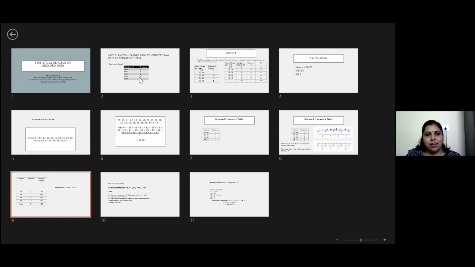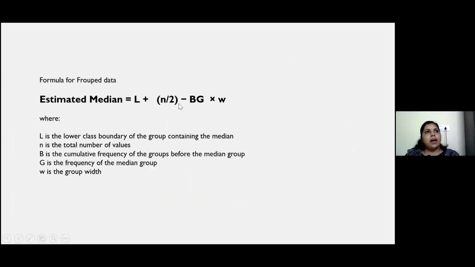So let us go to the next one now. I think you are now expert in finding out the mean. Now we'll go to the median. The middle value: when you arrange the data in ascending or descending order, you may get the central value.